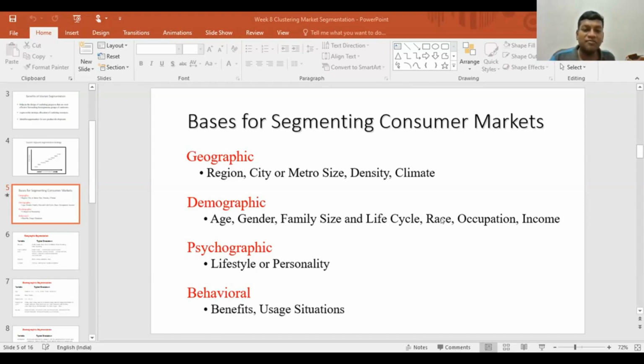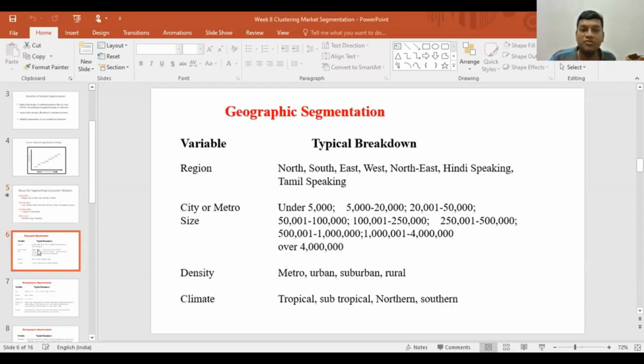Then of course behavioral and benefits. We will look at each of these segments in a little bit of detail, but I hope you already understand this. Okay, so region is basically which part of the country you're from. Clearly somebody in North India would have a different requirement from somebody from South India. Somebody from the Northeast would of course have different requirements from somebody from the West, and so on. Even based on whether you're Tamil speaking or Gujarati speaking or Bengali speaking, there could be differences in requirements. You could actually make a geographic segmentation based on language.